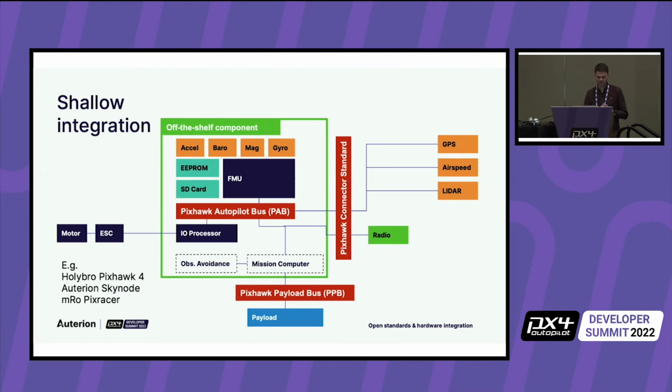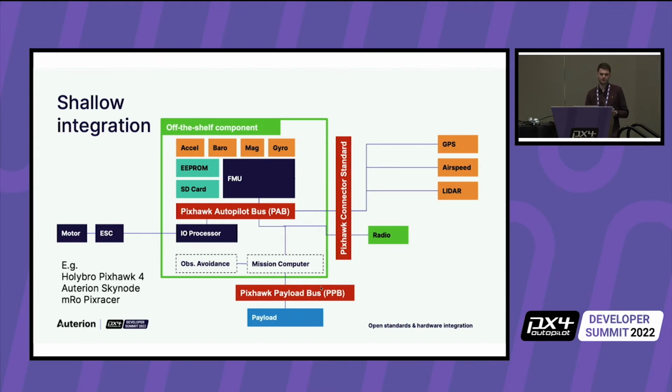Yeah, so in the drone world, we're not quite there yet. I would say there are two main ways you can integrate the drone right now. One of them I call a shallow integration, whereas the other one I call a deeper integration. So let's start with the shallow integration. This is basically when you adopt mainly the Pixhawk connector standard here, and maybe the Pixhawk Payload bus standard.